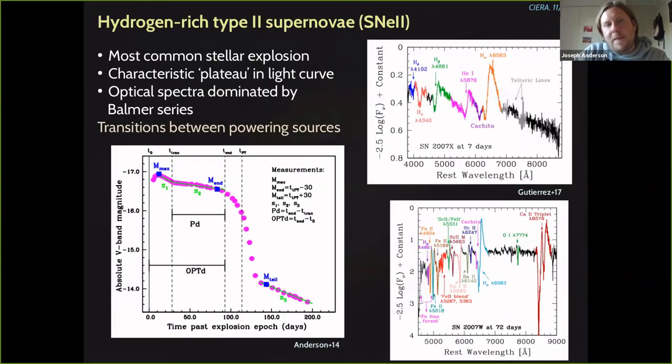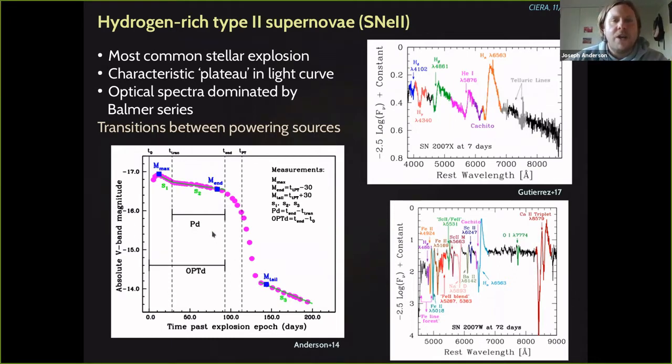Now, as I said, for the basis of this talk, I'm going to broadly classify things into hydrogen-rich type 2 supernovae, and then stripped envelope supernovae, so all the other ones that we think are core collapse supernovae that don't show hydrogen. The type 2s are the most common stellar explosion that we see in the universe, and they show this characteristic plateau in their light curves, which I show here on this bottom plot. There are lots of labels on here, but this doesn't really matter. The main thing to see here is that this is the light curve, so time past explosion on the x-axis, absolute V-band magnitude on the y-axis, and you see after this initial peak, you have something we call the plateau here, and then you have a significant drop after about 100 days, and then this linear decline here.